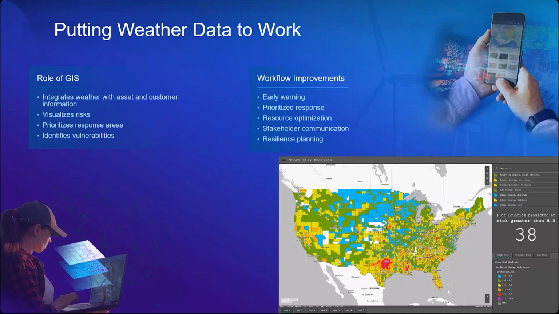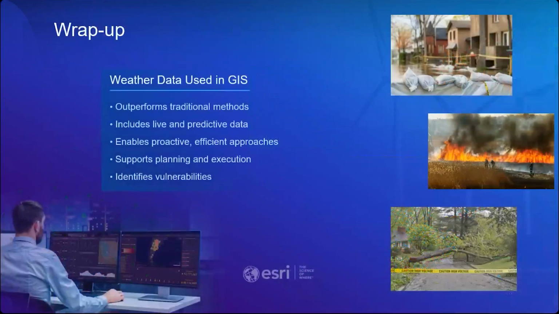So as we come to a close here, GIS reveals the patterns that help utilities manage their systems and optimize their operations. And using live and predictive weather information right there in ArcGIS, visualized on top of your infrastructure and your customer base, is just light years ahead of the traditional methods that we've used for years.